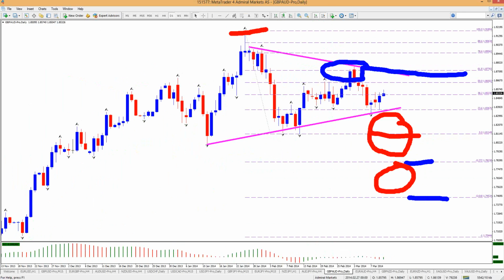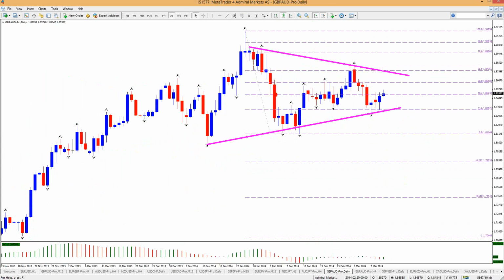Let's see. Other than that, there is a potential of this triangle continuing. What I mean by that is that this could just be one part of the triangle. This could be the second, this could be the third, this could be the fourth and a fifth part, for instance. We could just continue bouncing off these magenta lines, of course, right? That's possible as well. And the break of either of these lines would then be postponed or prolonged.